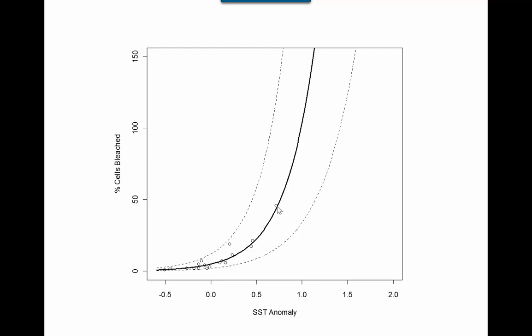But as with the Guthrie and Bingham paper, what was done was to project upwards and ask at what point are we going to see 100% bleaching? So to do that, we draw a horizontal line here. In the paper, they focus on the average, but of course, the upper prediction limit, given by the dotted line, crosses the boundary at a much lower SST anomaly.